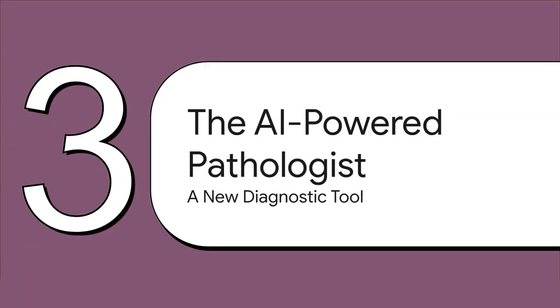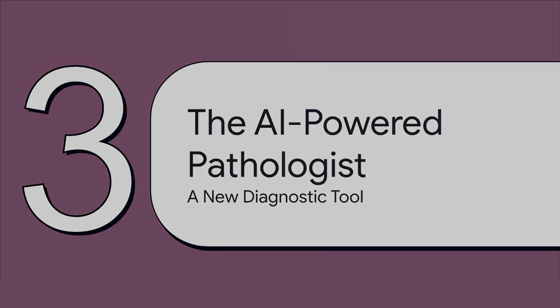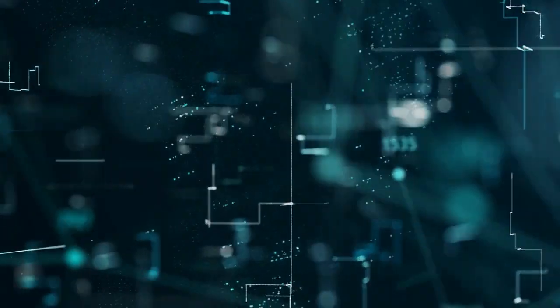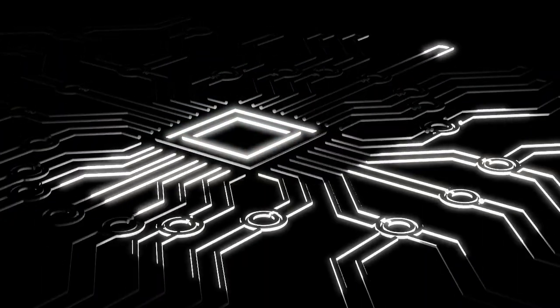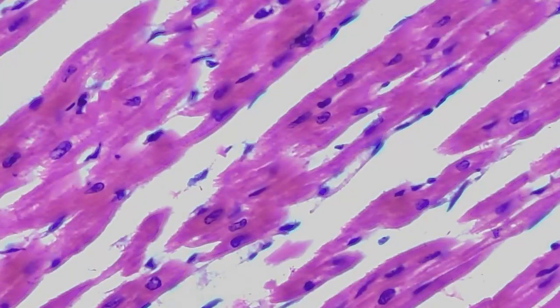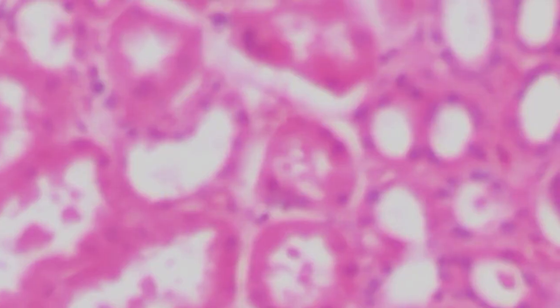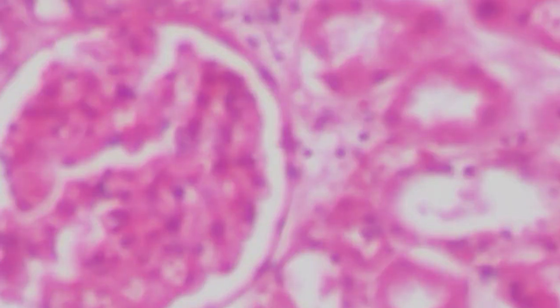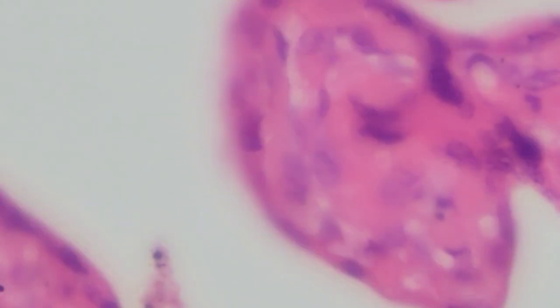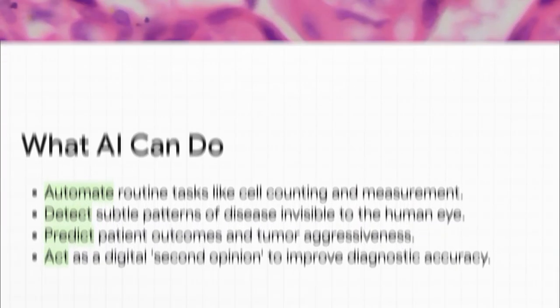And that brings us to the most transformative part of this whole story, artificial intelligence. This is where digital pathology stops being just a better microscope and turns into a completely new kind of tool. The number one thing that AI is incredible at is pattern recognition. You can train an algorithm on millions of images, and it learns to see these incredibly subtle patterns, textures, and relationships between cells that are often totally invisible, even to the most experienced pathologists.